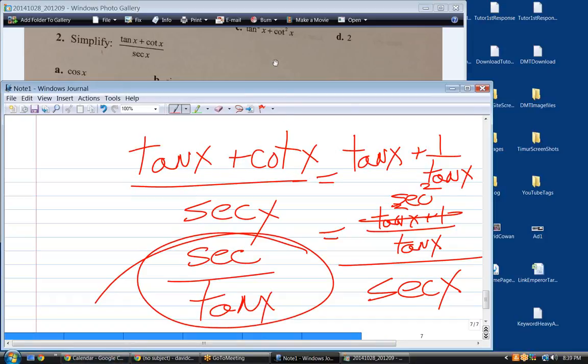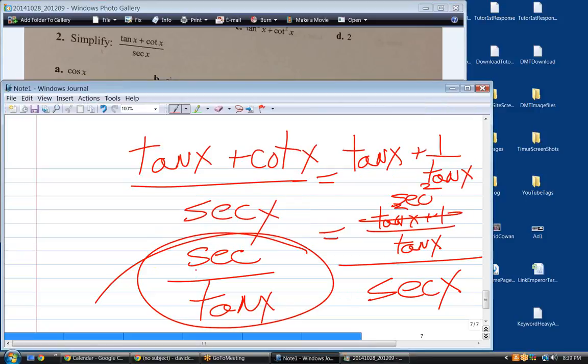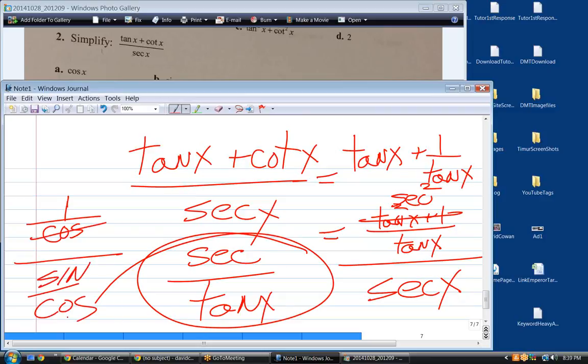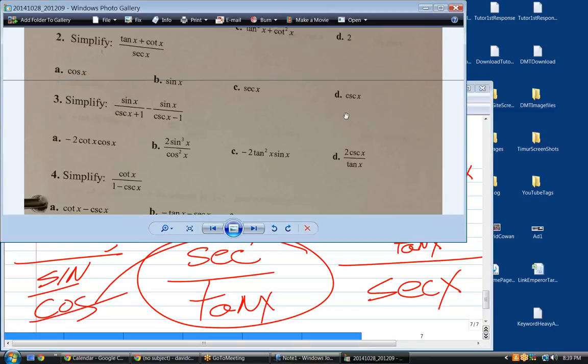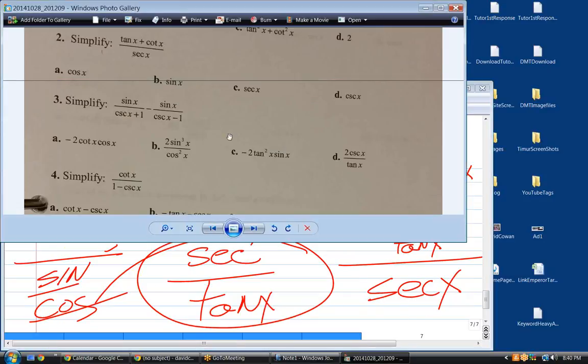What is that, since they don't have that answer on there? Secant over tan. Let's see. That is 1 over cosine divided by sine over cosine. Cosines cancel. That's 1 over sine, or cosecant. Again, they're never going to have an answer that's 1 over sine, at least I don't think so.